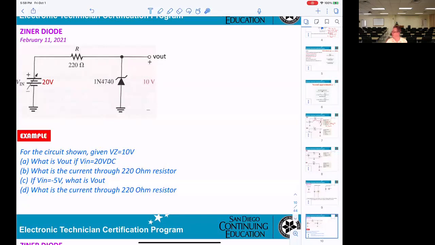Another proof, again, make sure no Zener there. What is V out? Okay, so in this case, Zener breakdown. V out equals 10 volts.